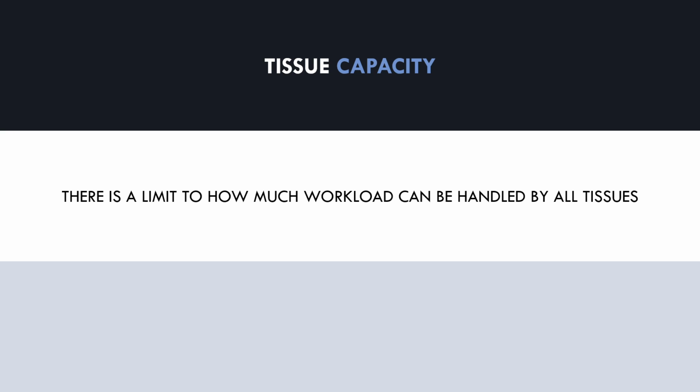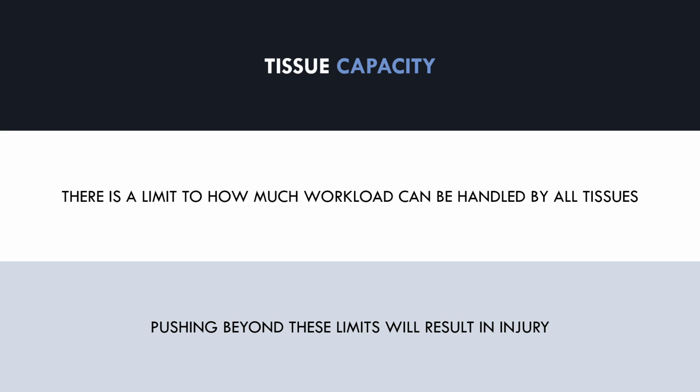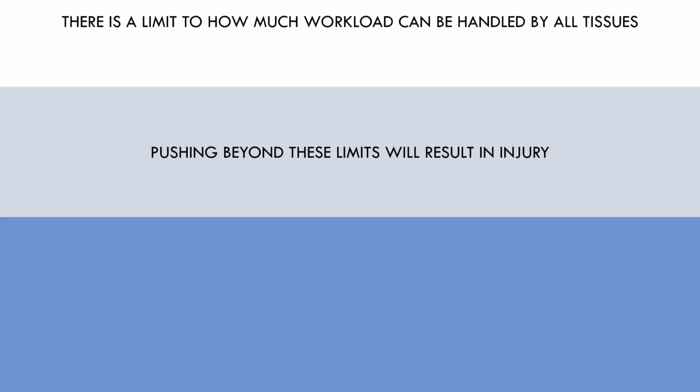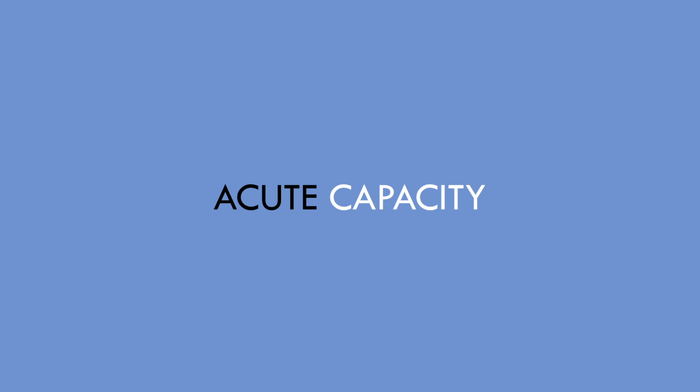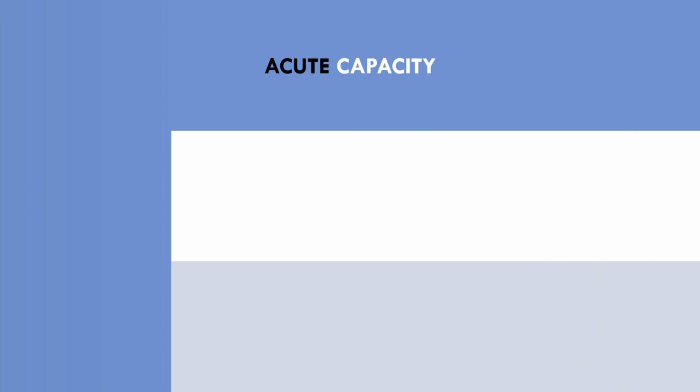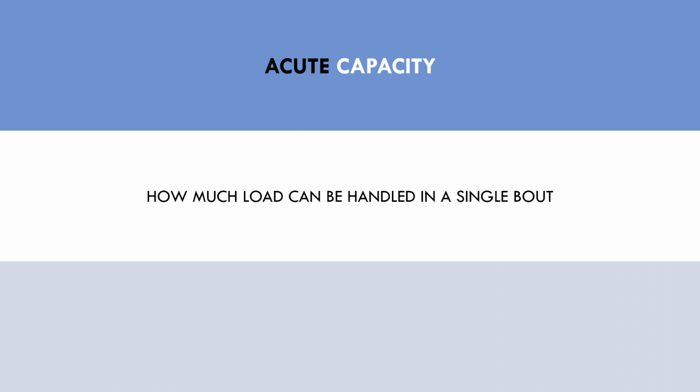The first principle we need to understand is tissue capacity. Every tissue in the body ultimately has a limit to how much it can handle from both a chronic and acute standpoint. Pushing training loads further than this will result in pain or injury. Let's now discuss how training load relates to injury from both an acute and chronic perspective. Acute tissue capacity refers to how much load is able to be tolerated in a single bout. This refers to how much force the tissue can handle before it essentially breaks.